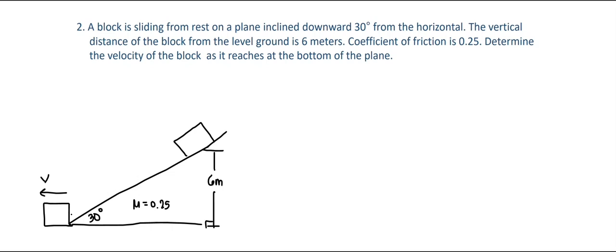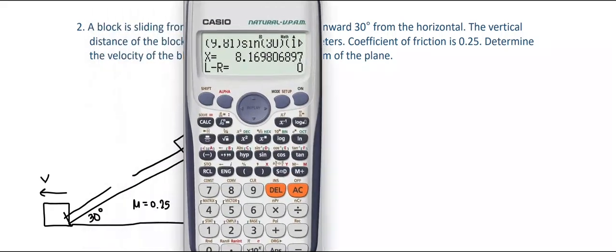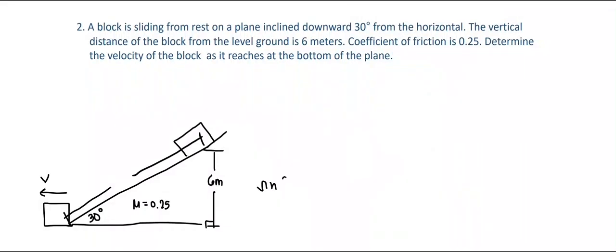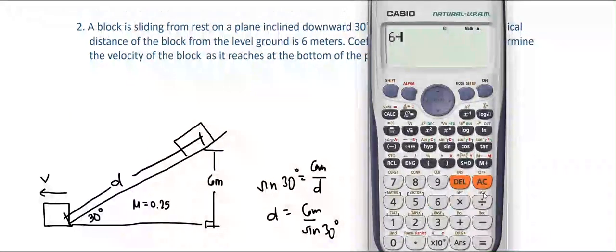Now we need to solve for the distance from here to here, since we will need this to solve for our work and energy. Using the sine function, sine 30 degrees is equal to the opposite side of 6 meters divided by the hypotenuse. Let's call this d. So d is equal to 6 meters divided by sine of 30 degrees, which is equal to 12 meters.